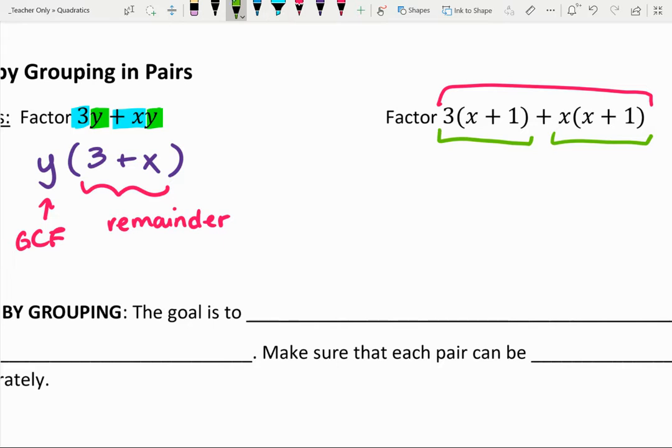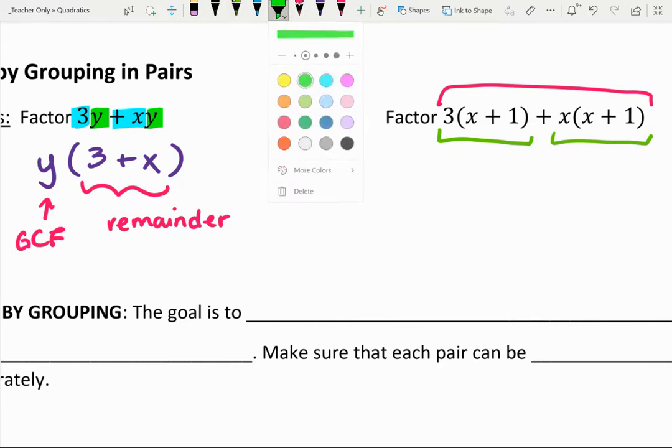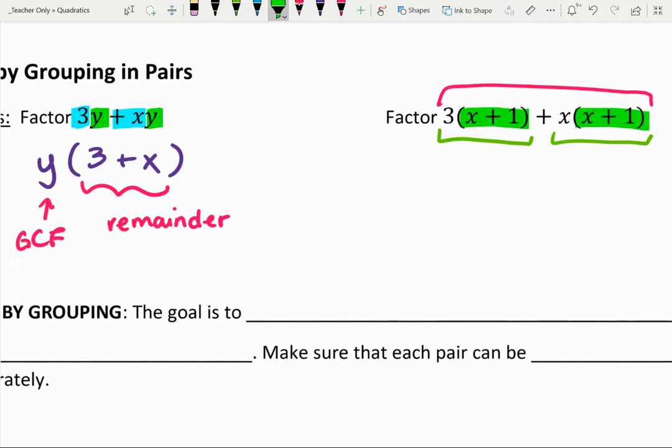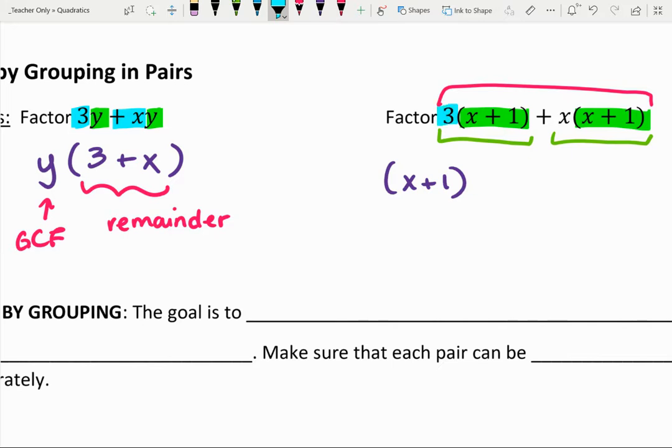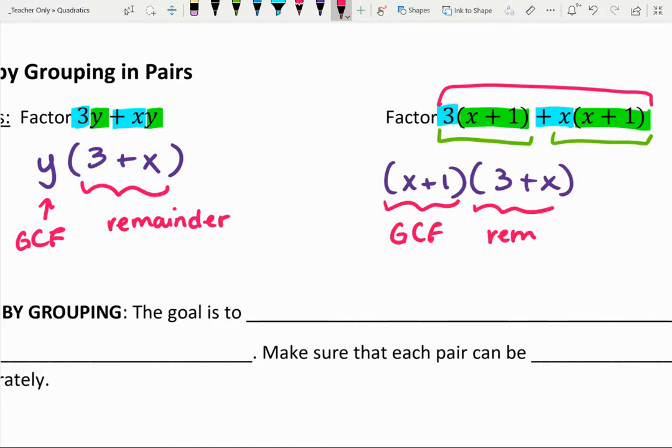And as it turns out, they both have in common this expression in parentheses, x plus 1 and x plus 1, which means that our greatest common factor is that whole expression, x plus 1. Well, and then what remains? Well, if we take out an x plus 1, we're left with 3 and a positive x. So again, we're centering it on this idea of what's the GCF, what's the greatest common factor, and then what is the remainder.